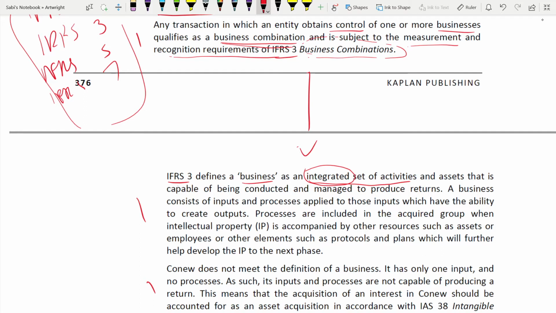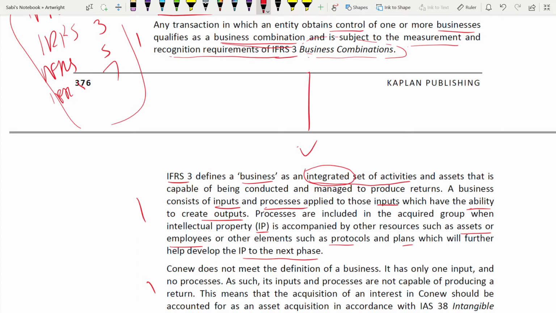Another important word is a business will have these two things: input and process. Okay, and when this process is applied to the input, it will create output. Remember, business should have input and process. These two things have to be there. So one is integrated, one is input and process. What are process? Processes are included in the acquired group when the intellectual property, that is IP, is accompanied by other resources such as assets or employees, or other elements such as protocols and plans which will further help develop the IP to the next phase. Remember, intellectual property alone cannot give you any return.